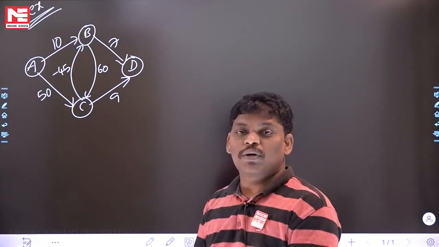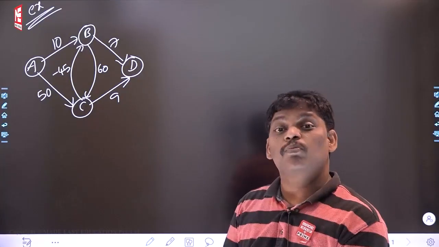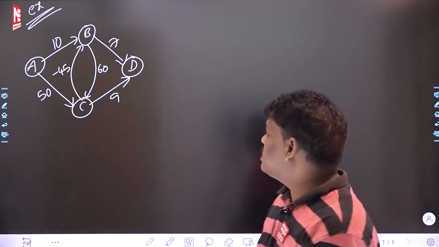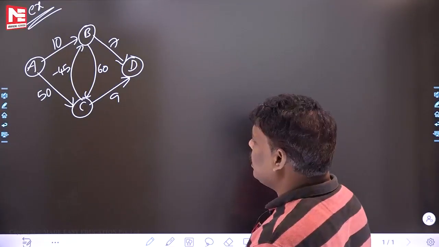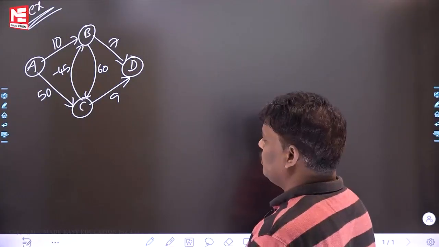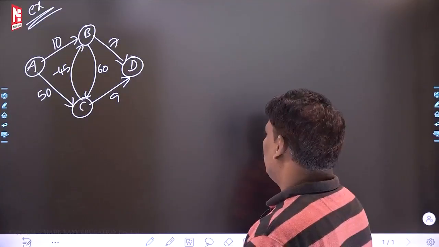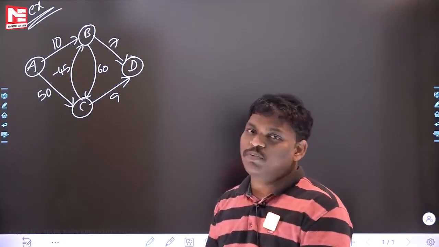If you observe clearly the previous two problems, in the given graph all edge weights are positive. Now in this graph, some edge weights are negative. Check. Some edge weights are negative. So I think that is a specialty with this problem.